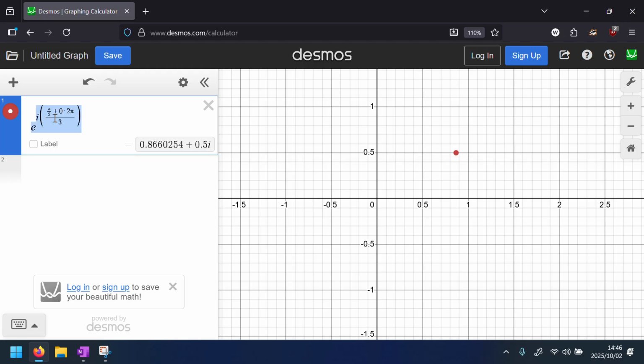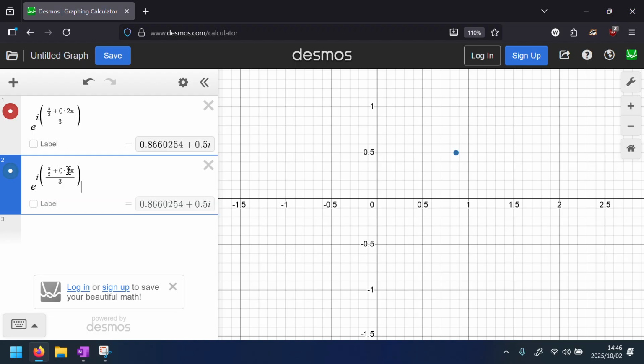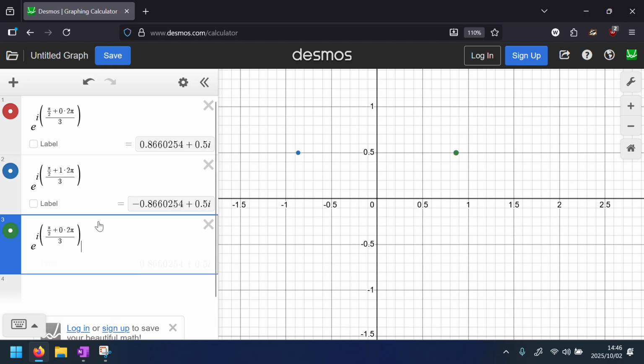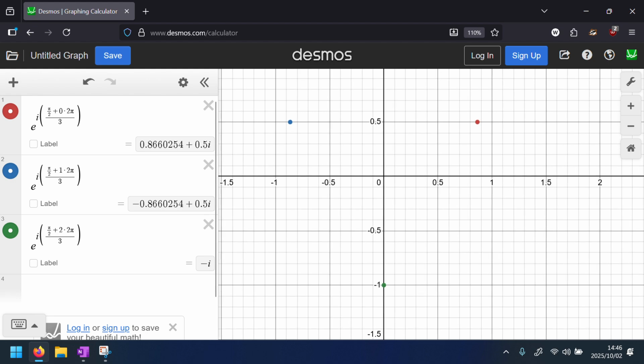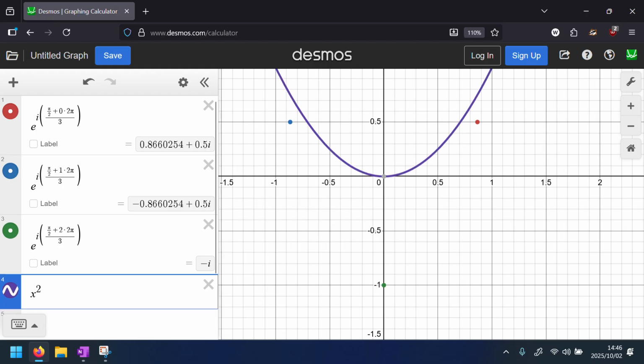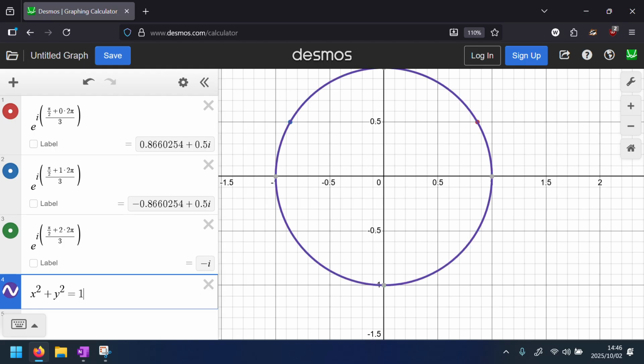Okay, then we copy this for the other one. So this will be plus 1 times 2 pi, and then the last one is plus 2 times 2 pi. Can you all see the dots there? Okay, so what we have is all of these roots are actually spread out on the unit circle, evenly around the unit circle in the complex plane.